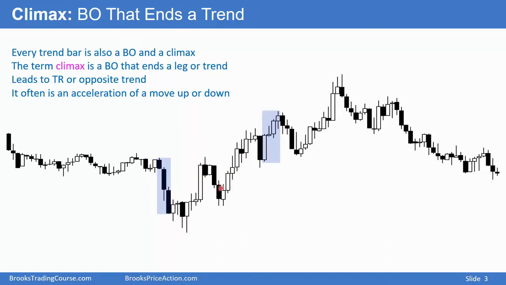This is a buy climax. Buy climax, buy climax. The series of 4 bars is a buy climax. Another buy climax, another buy climax. A 10-bar bull microchannel, that's a breakout and therefore a buy climax as well.